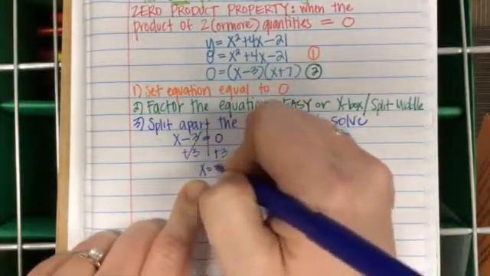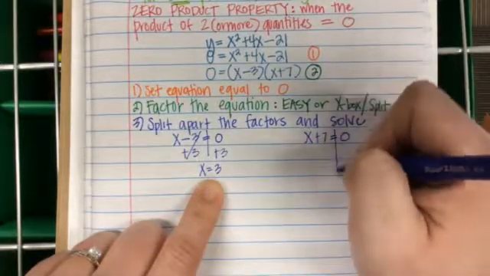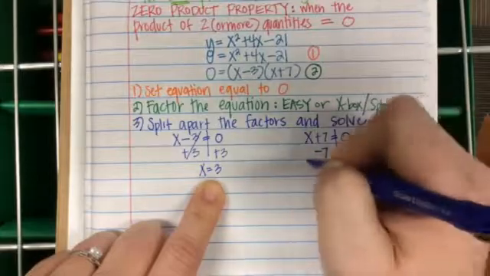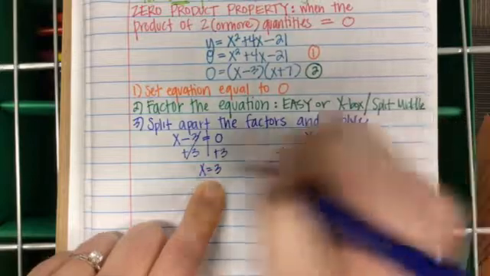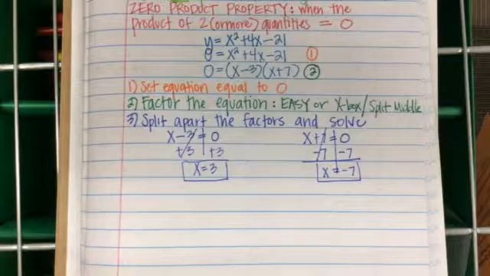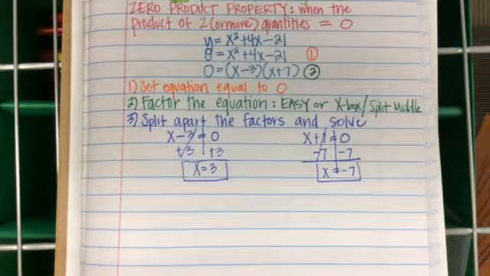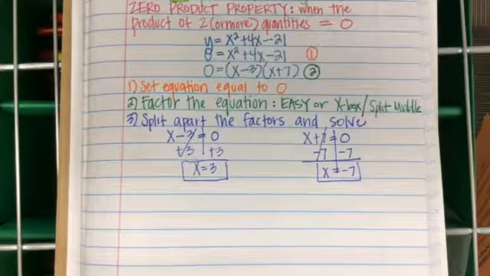So x equals 3. Or x equals negative 7. And I'm done. If I would have graphed, I would have gotten the same thing. This parabola would have crossed the x-axis at 3 and at negative 7. It was just going to be huge. So we don't want to graph it.